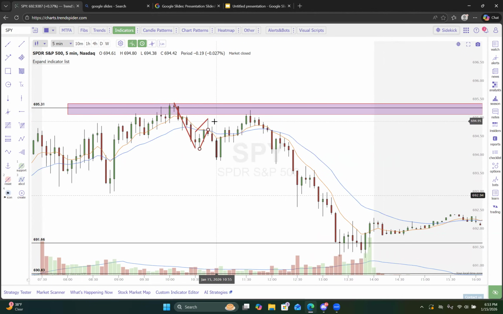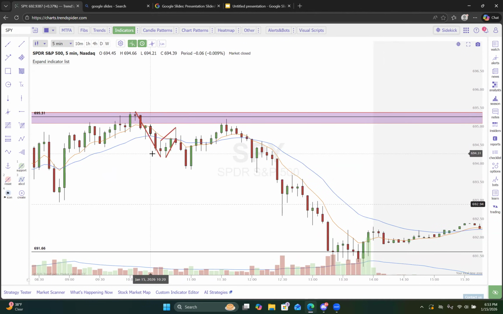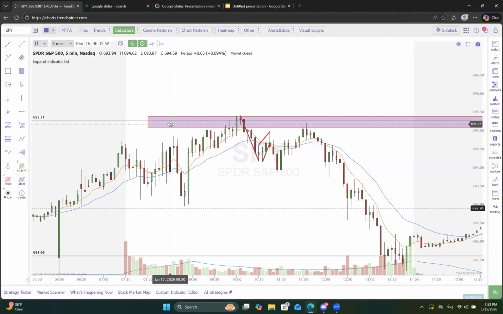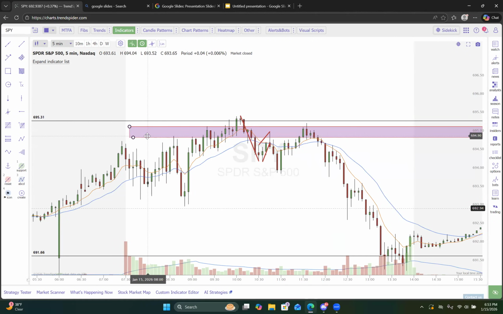Flag, pull, bear flag, push lower. Flag, pull, bear flag, push lower. So this was what I was seeing here today, just back into supply.